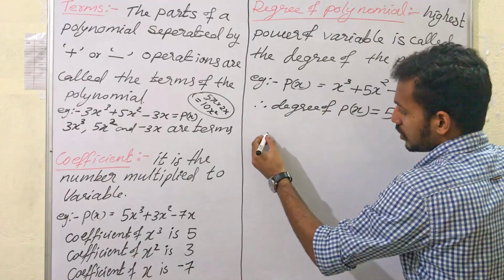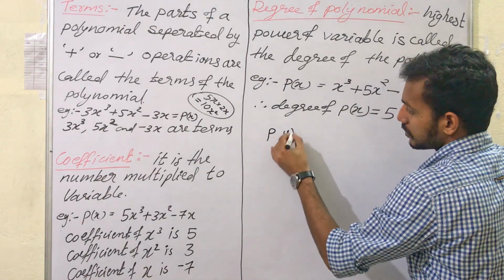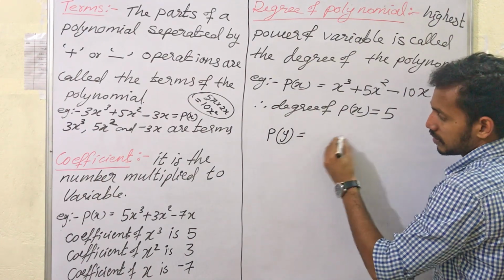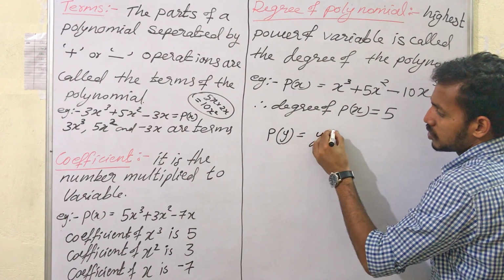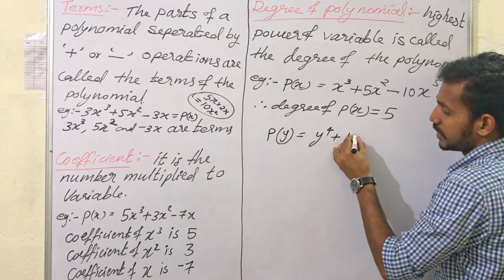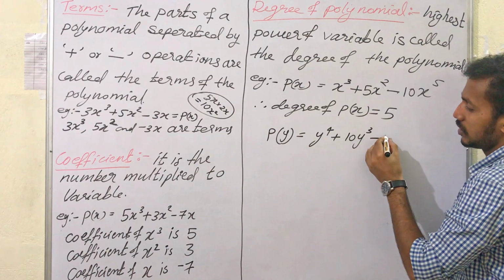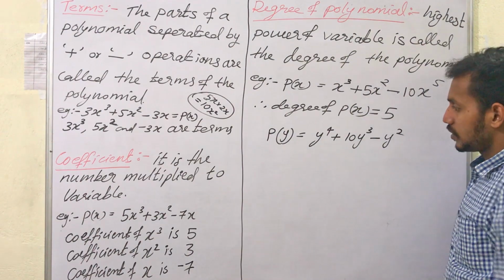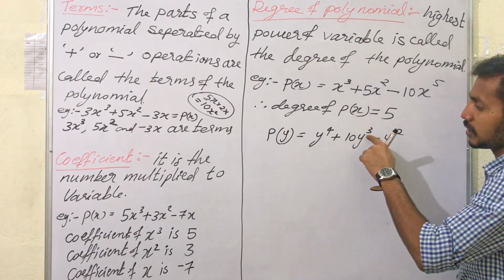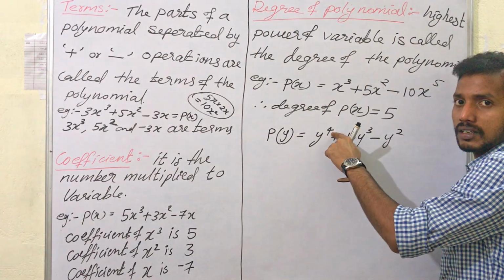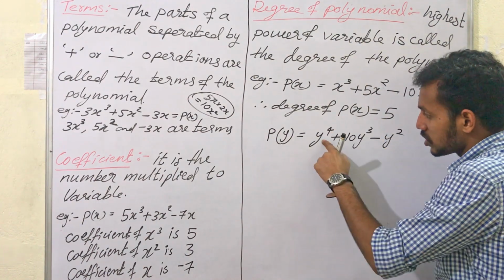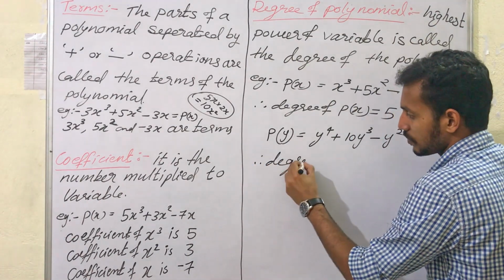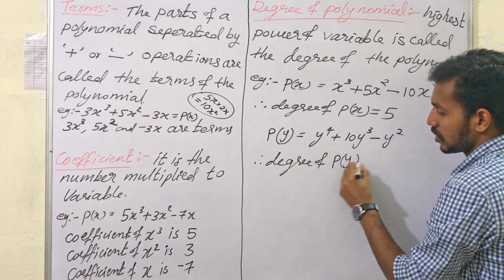Let's take one more example. P of y is equal to y raised to 4 plus 10y cube minus y square. So in this case, here the power of y is 2, here the power of y is 3, here the power of y is 4. So the highest power of y is 4 among all three. Therefore, the degree of p of y is equal to 4.